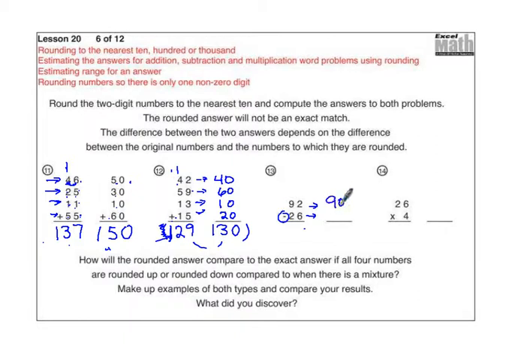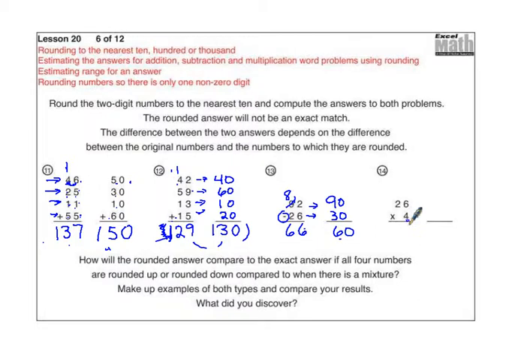92 rounds to 90. 26 rounds to 30. 90 minus 30 is 60. This one, I hope you didn't do 2 minus 6 is 4. We have to regroup on that. 12 minus 6 is 6. 8 minus 2 is 6. 66 is the real answer. 60 is my estimation.